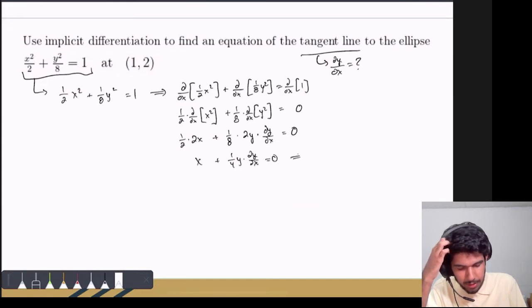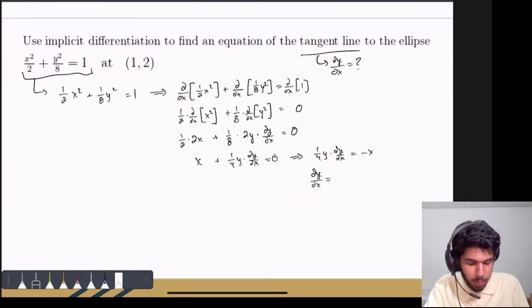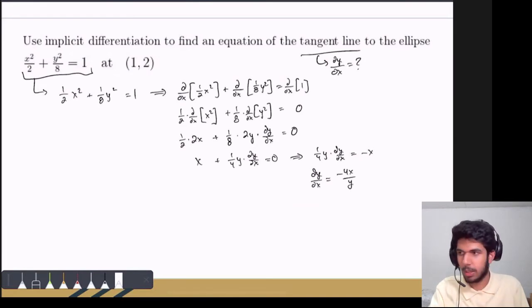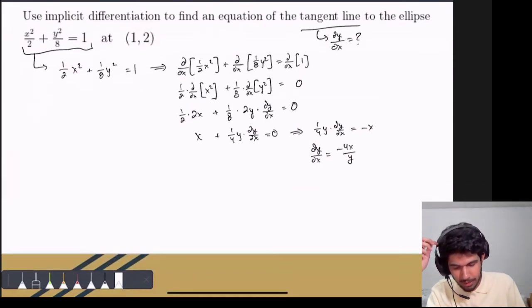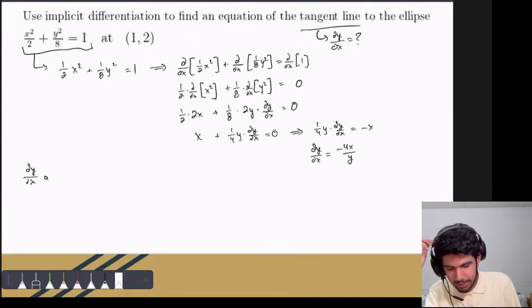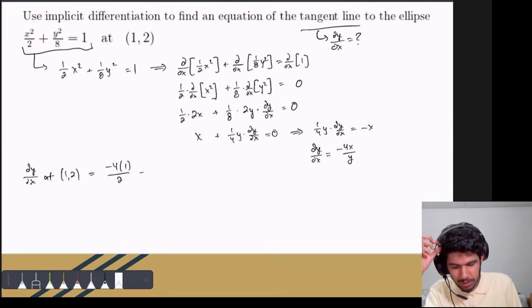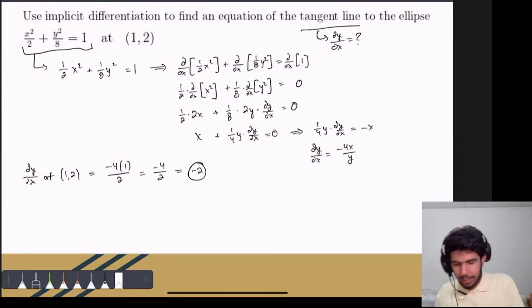That equals 0. And that tells us 1/4 y times dy dx equals negative x. And now we can solve for dy dx, right? Just multiply both sides by 4 over y, and we get negative 4x over y. Okay. So now we are given a point. We want to find the tangent line at that point. So dy dx at 1, 2 equals negative 4 times 1, all of this over 2. That's just negative 4 over 2, and that is negative 2. Right?